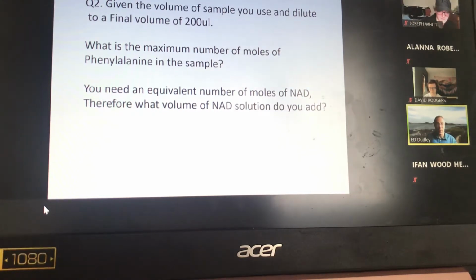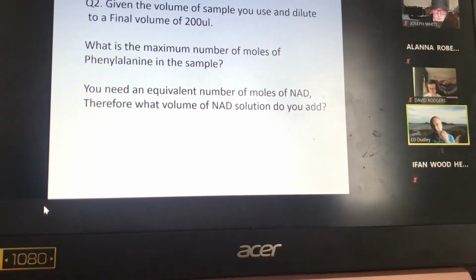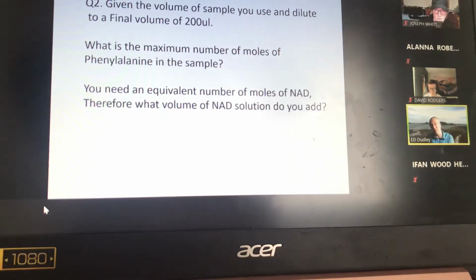So it's important to define how much of the reaction mixture volume is made up by the sample, because that defines the number of moles that are going to need to be reacted, and that therefore defines how much NAD and how much enzyme you need to add.